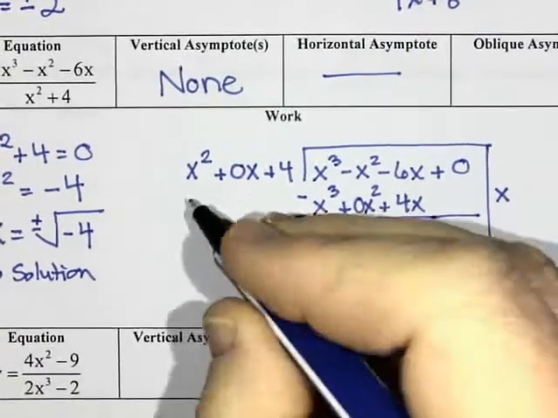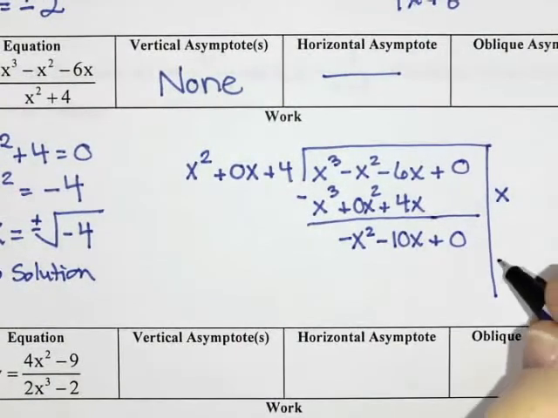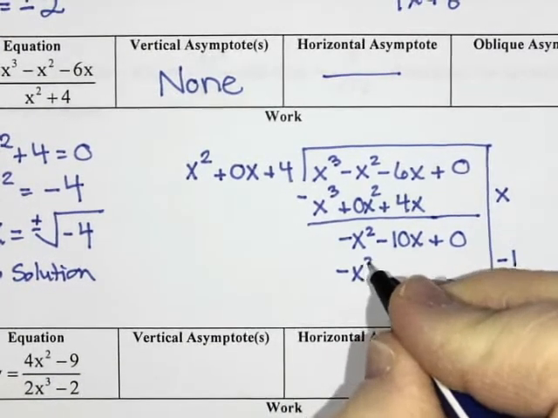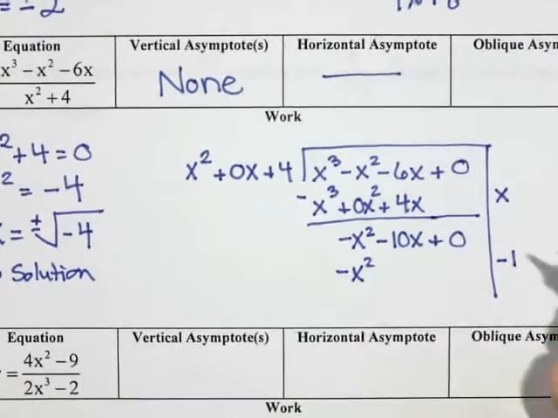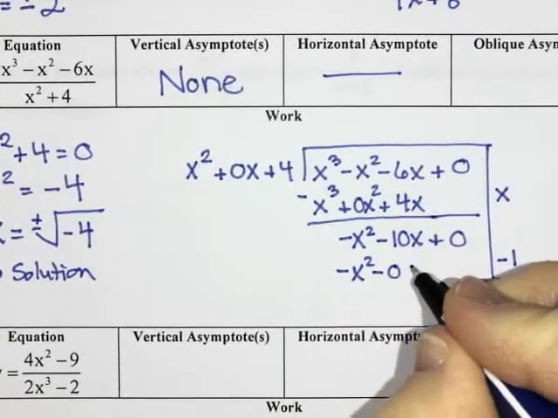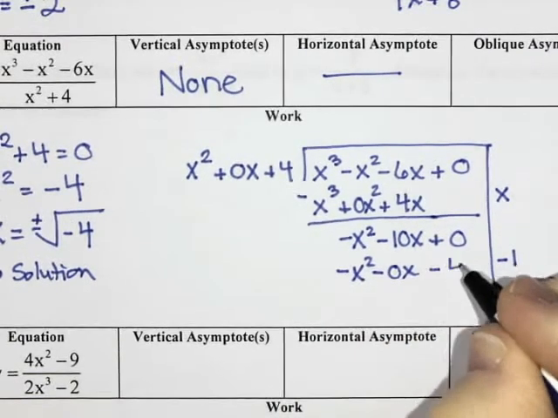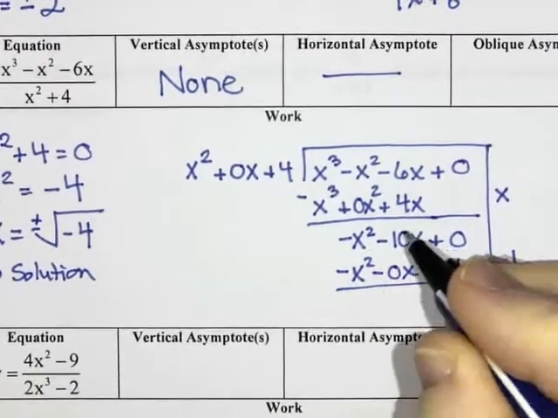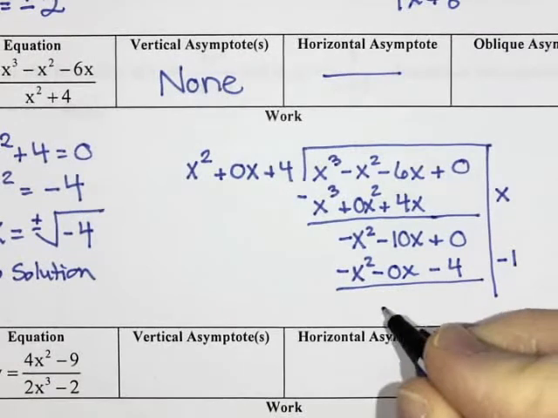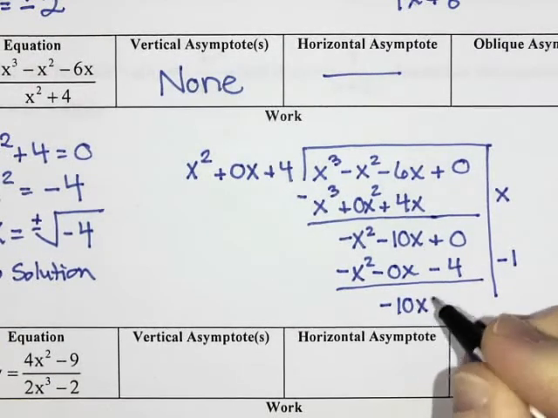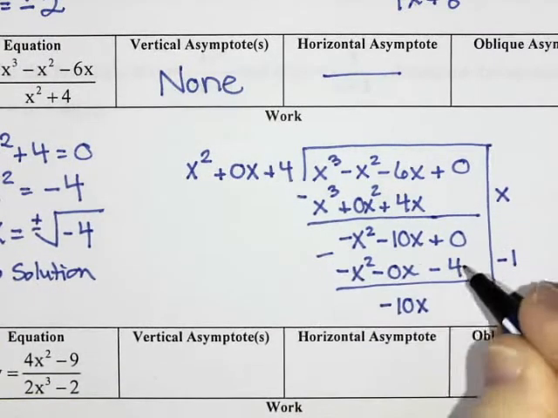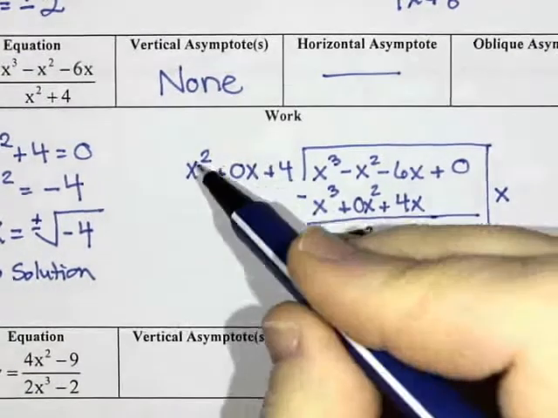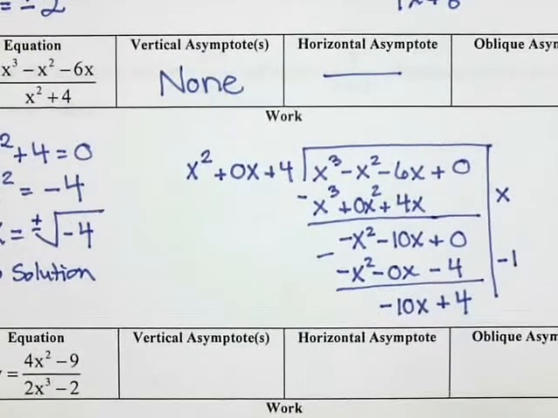All right, how do I turn an x squared into a negative x squared? We multiply by -1. So I get negative x squared, and then minus 0x. Doesn't really matter, it's still a 0. And then minus 4. The x squareds cancel out. Negative 10 take away 0 is negative 10x. And 0 take away -4 is positive 4. I cannot turn an x squared into an x, so I know that I'm done.